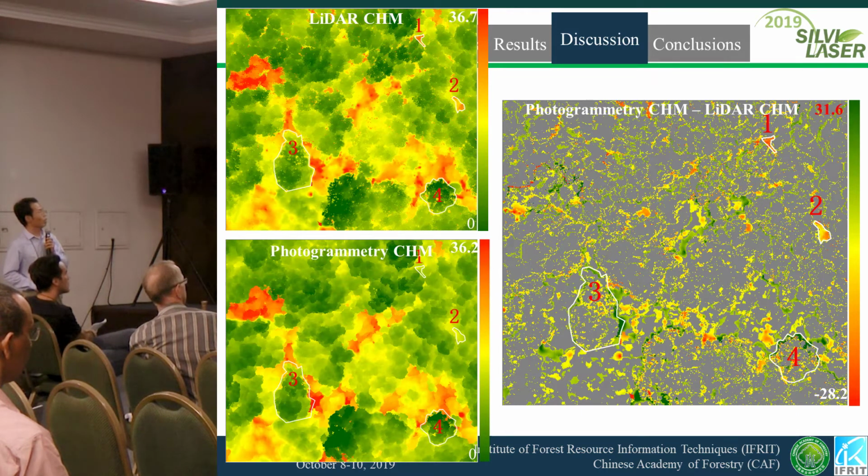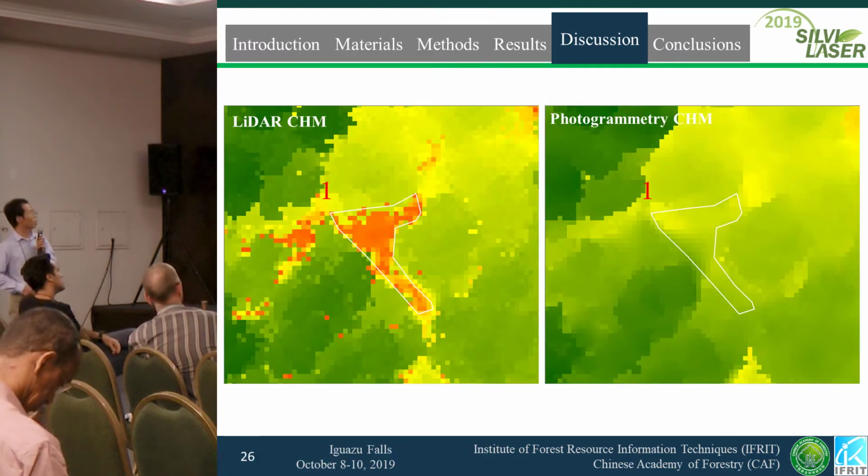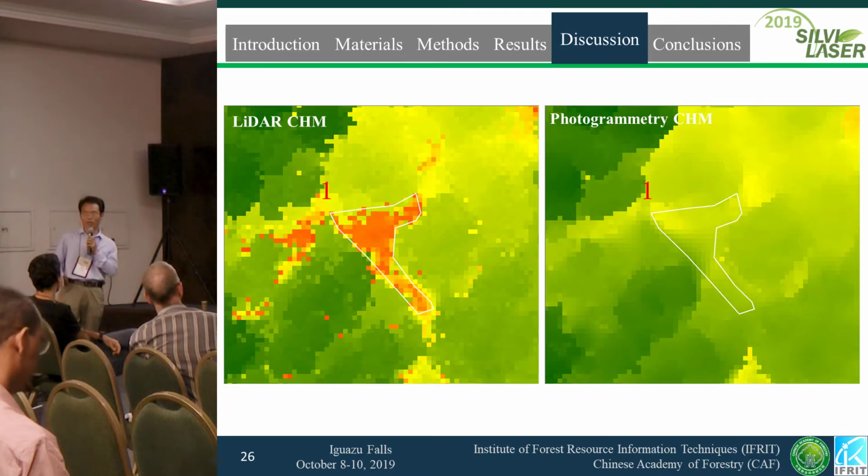We selected 4 points. The first and second are small crown areas, and 3 and 4 are outstanding crowns. You can zoom in to see the difference. Here you can see there are small gaps between crowns in the LiDAR CHM, but this area was filled in the photogrammetry CHM. It means that photogrammetry tended to overestimate by filling the small gaps between crowns.